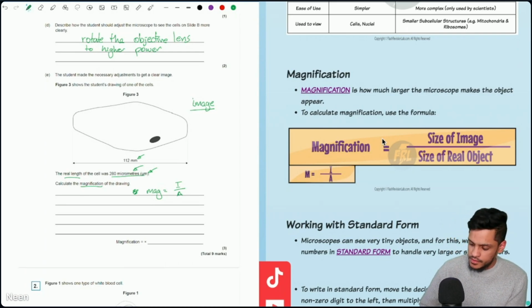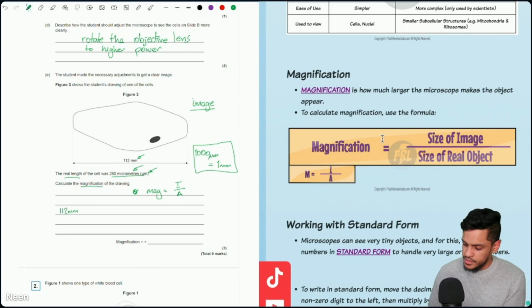So basically, I'll tell you on the side here, 1000 micrometers is equal to 1 millimeter. So what we would need to do is convert one into the other. So let's say we want to convert the 112 millimeters into micrometers. We just want to times that by 1,000. That gives you 112,000 micrometers. Now we can put that into this equation here.